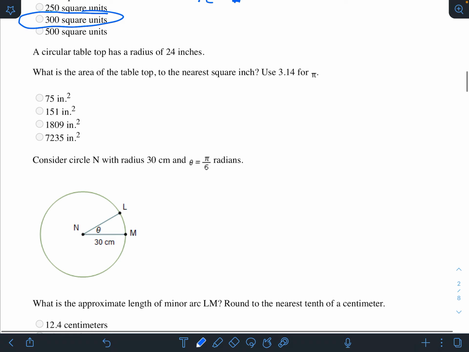Okay, this next one says a circular tabletop has a radius of 24 inches. What is the area of the tabletop to the nearest square inch? Use 3.14 for pi. So the area of a circle is equal to pi r squared. And in this case, they tell us to use the decimal approximation 3.14. So in place of pi, I'm going to write that. And I know that the radius is 24 inches squared.